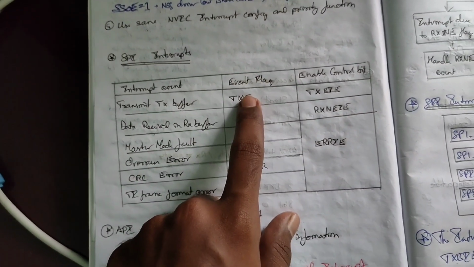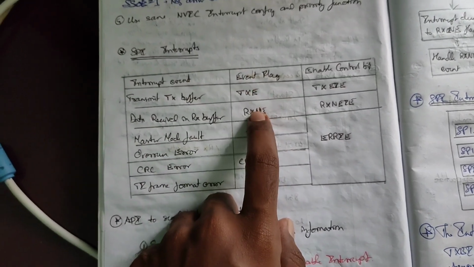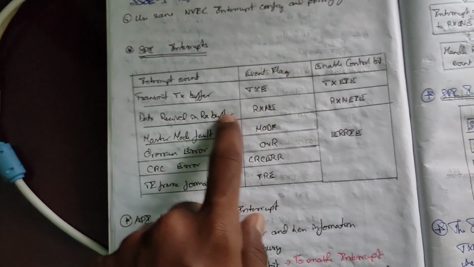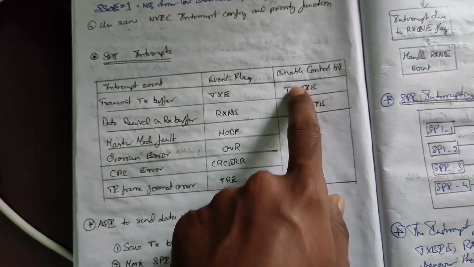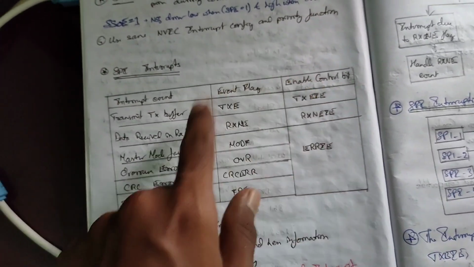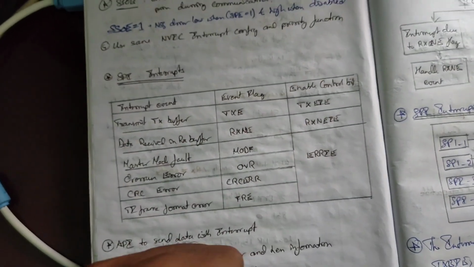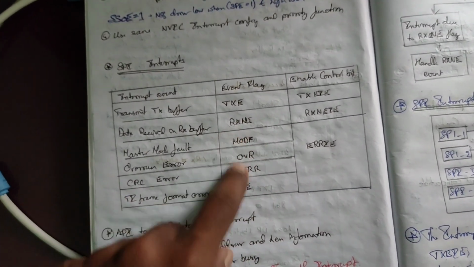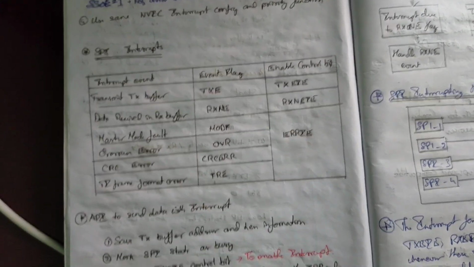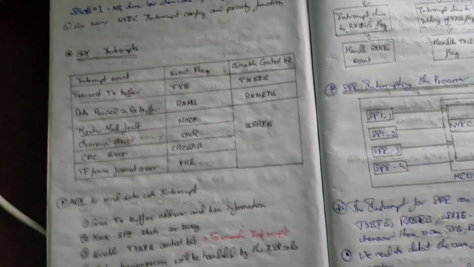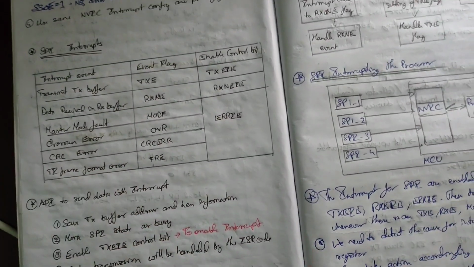Whenever this flag is raised, the SPI interrupt will be triggered, and even for this flag, the transmission empty buffer or RX filled buffer, if these registers are enabled, then the SPI interrupt will be triggered. And for any other flag, if any of these flags are raised and you enable this bit, then the interrupt will be triggered.